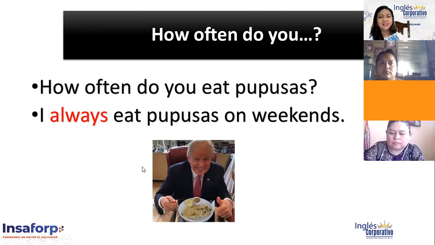You can see here the president of the United States. The ex-president. Eating pupusas. Nah, just kidding.